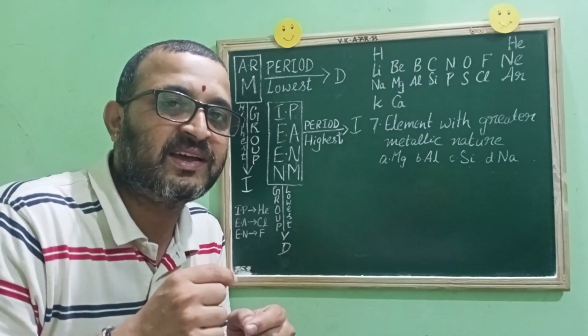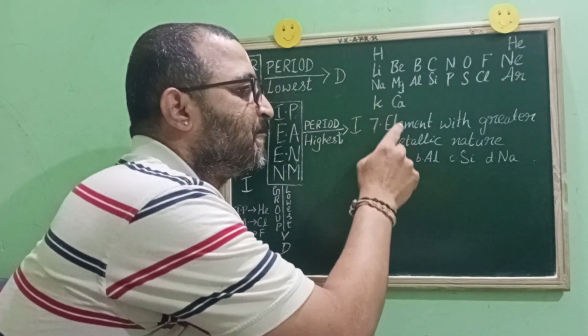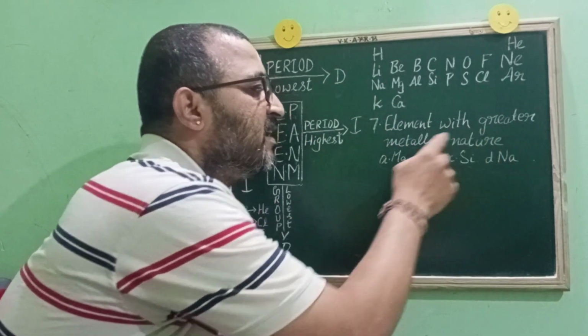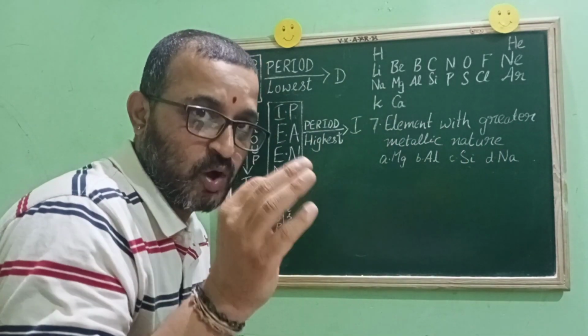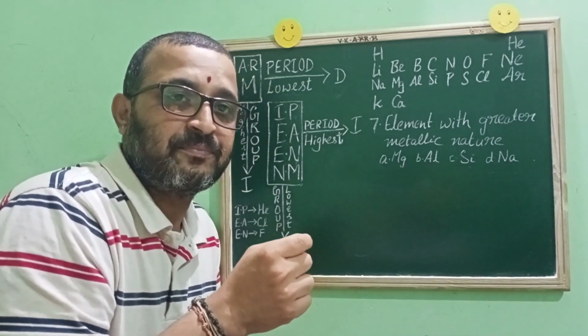Children, we will move on to the next question. That is question number 7. Element with greater metallic nature. The options are magnesium, aluminium, silicon and sodium.